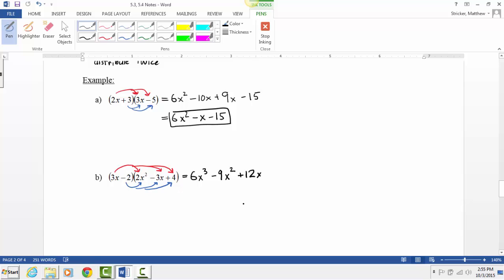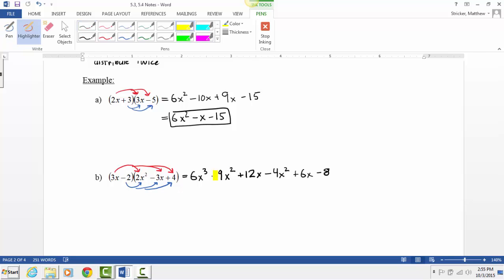And then we move on to the blue. We have negative 2 times positive 2x squared. That's negative 4x squared. And then we have negative 2 times negative 3x is positive 6x. And lastly, negative 2 times positive 4 is negative 8.